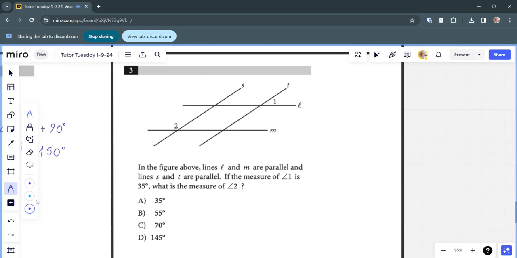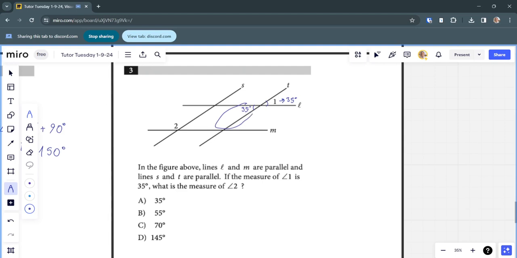More lines and angles stuff. This one says lines L and M are parallel and lines S and T are parallel. If the measure of angle 1 is 35 degrees, what is the measure of angle 2? Well, you can fill out some of the angles here very easily using transversal rules. Like right here and right here, those two are vertical angles. It's two lines crossing each other, and across that vertex, this angle is also 35 degrees.